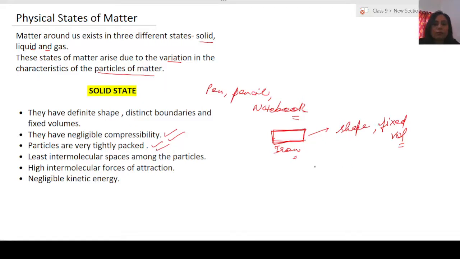Now we have understood from the previous topic that every matter is made up of particles. Now in this iron, of course the iron is also made up of particles. So inside it there are particles. But in the solid state, the particles are very closely packed. Suppose this is the iron piece, and inside this iron piece we will see that the particles are very closely packed like this. I'm drawing here like this.